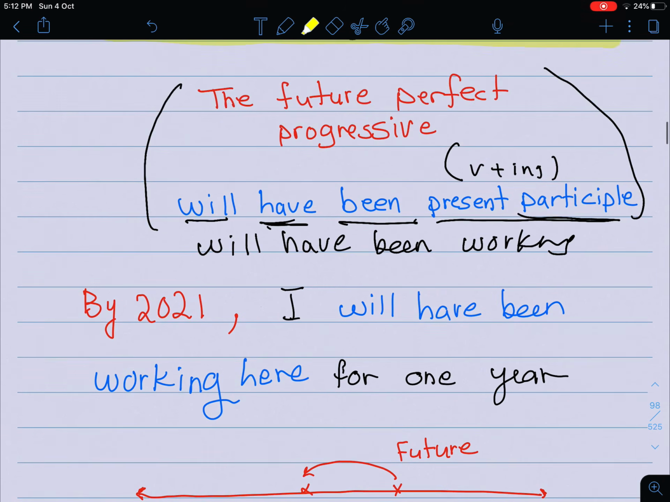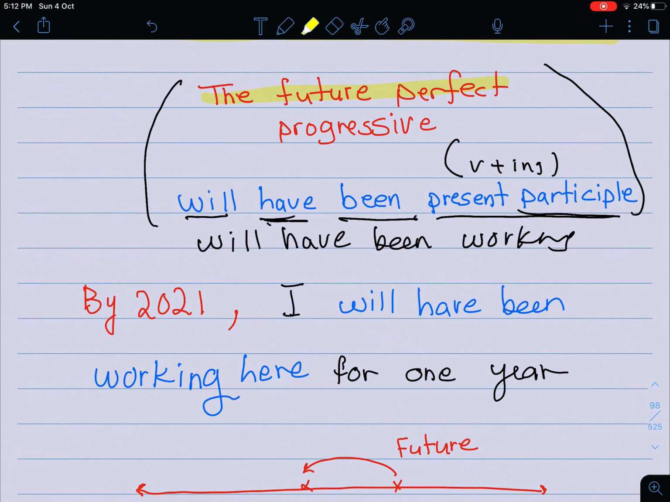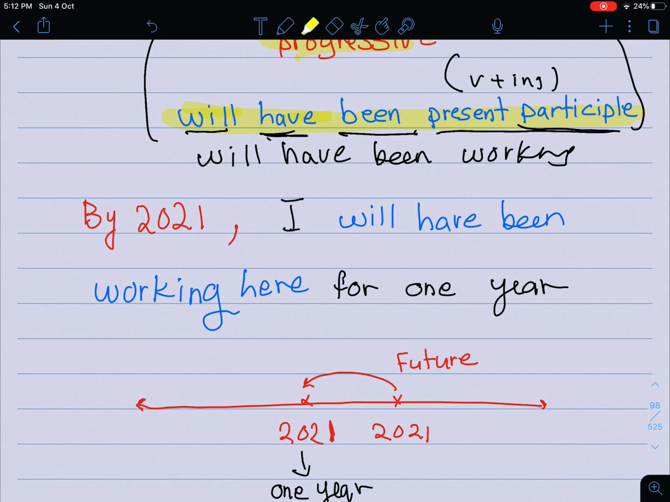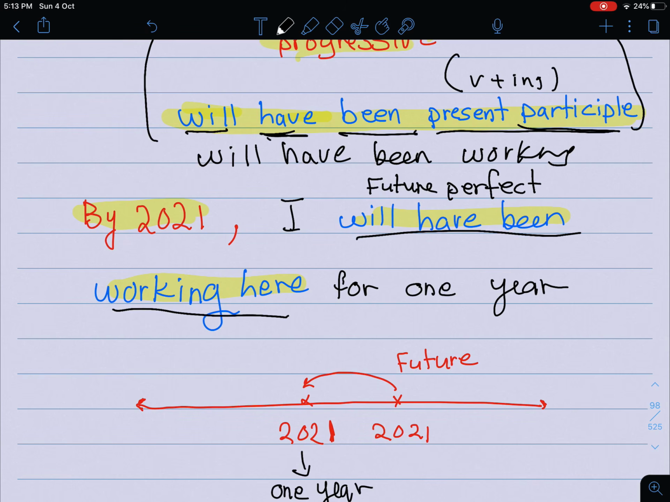Of course you know the formation of the future perfect progressive: will have been plus the present participle. So by 2021, this is the time. I will have been working here for 1 year. So here, will have been working is what I call the future perfect progressive.